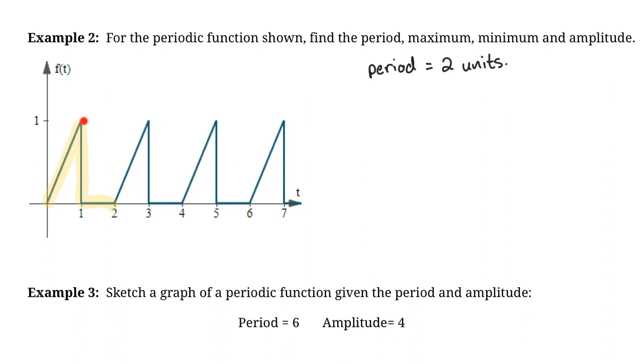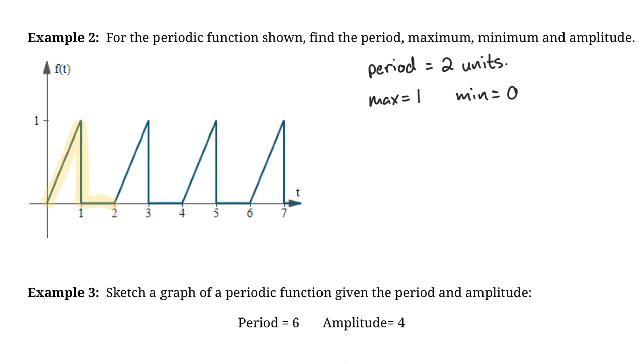This would be our maximum value. So our maximum is 1. And then our minimum value, our minimum y value, is just over here. So our minimum value is 0. The last thing we need is our amplitude.